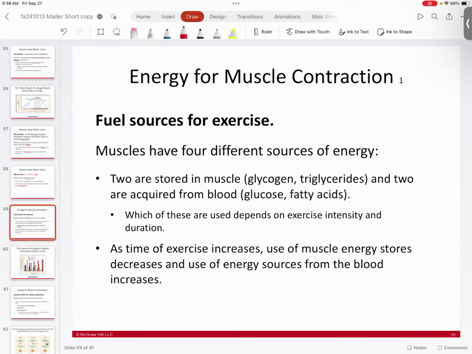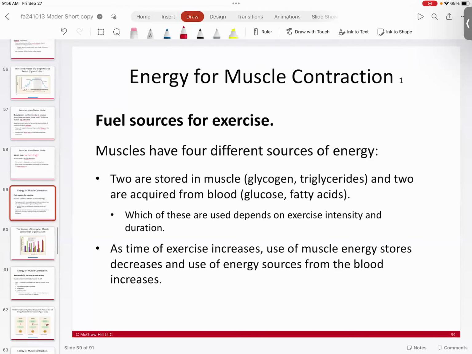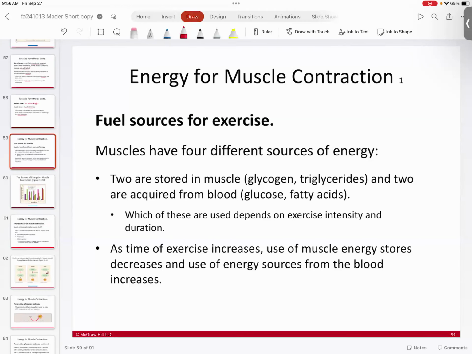So what about fuel? How do you feed muscle contraction? We have four main sources of energy. First of all, you have glycogen and triglycerides that are stored in the muscle, right? And then, of course, you have glucose and fatty acids in the blood. And so depending on the intensity, you'll use all of these as your energy sources. As you exercise for longer periods of time, then the muscle stores will deplete, and then you have to use energy sources in the blood, okay?